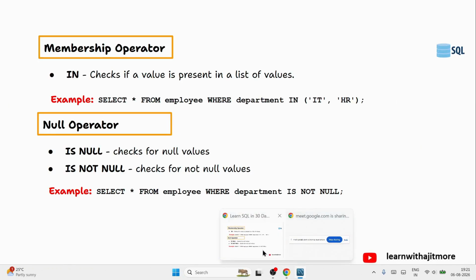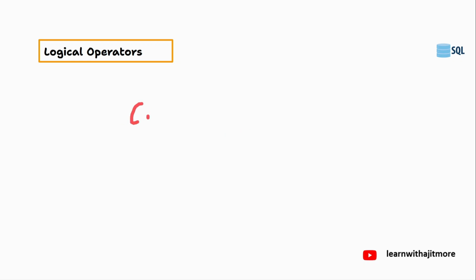Okay. So null operator is clear. I hope membership operator is clear. Then we have logical operators. Now, when to use these logical operators? When you want to combine more than one condition, like you already have one condition, second condition, then you want to combine those conditions, then we can make use of logical operators. Logical operator acts like a connector. It acts like a connective. They are called connectives.